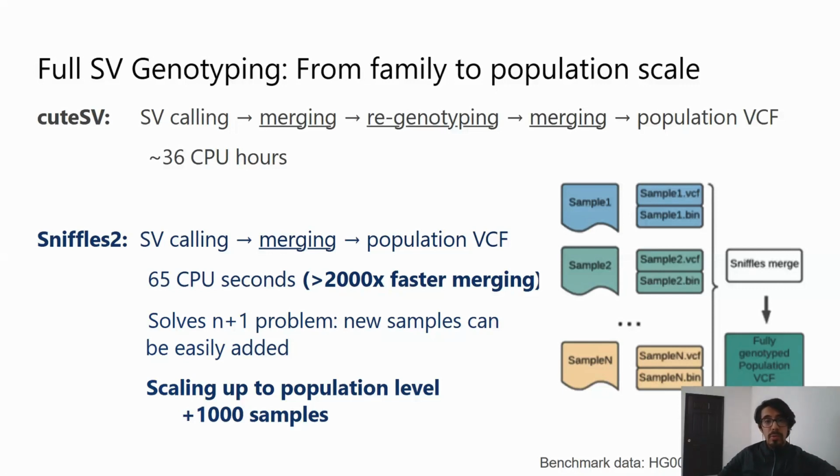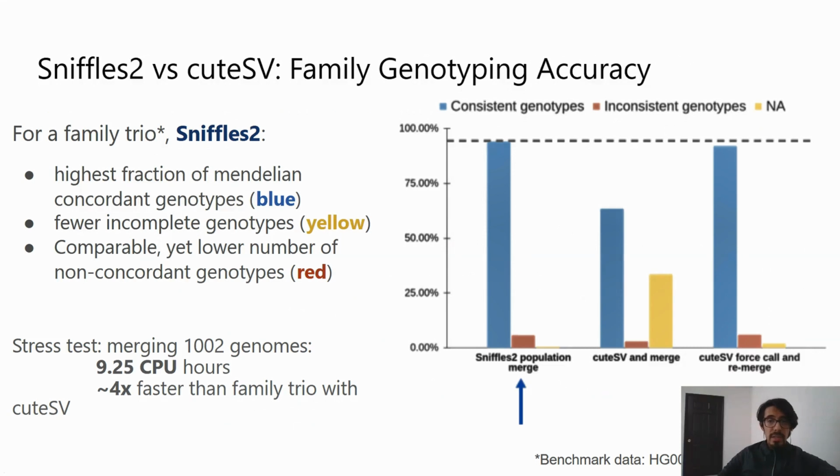Finally, we will show you that we can scale this up to a population level by performing a merge of over 1,000 samples. So first, we assess Sniffles 2 population merge using the HG002 family trio by calling structural variants from the mother, father, and proband, and then performing the merge in order to obtain the fully genotyped VCF file.